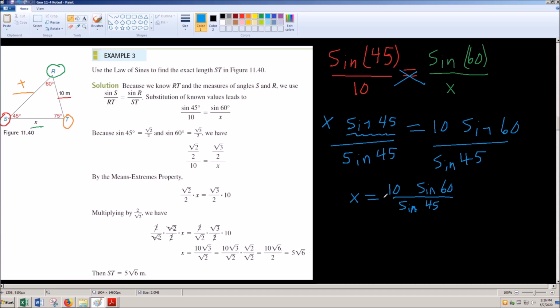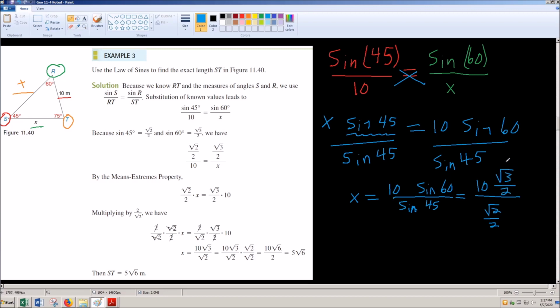We can come up with an approximation for it, but we can also keep this exact because sine 60 and sine 45 will give us exact answers. Now, I don't expect you guys to remember this. This is not a full-blown trig class, this is just intro to trig, so I'm not expecting you to have these things memorized. But sine of 45 is root 2 over 2, so I'm going to write this as root 2 over 2, and my sine 60 is actually root 3 over 2, so I'm going to say 10 root 3 over 2.